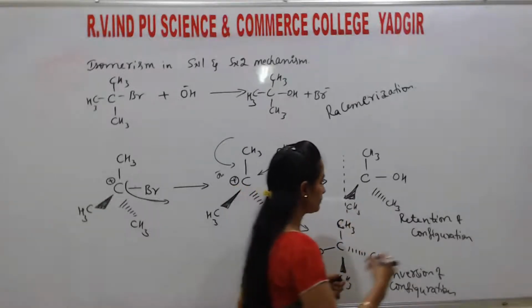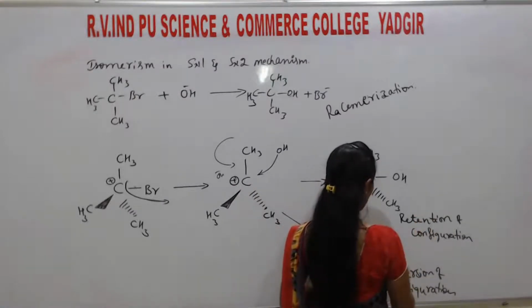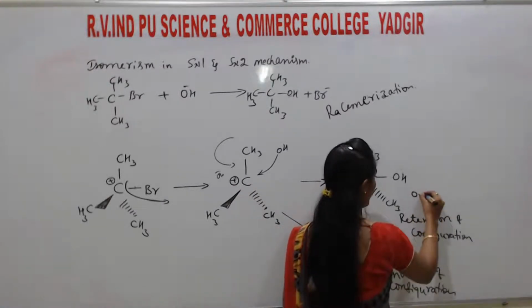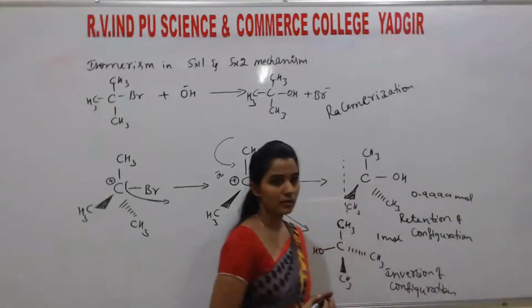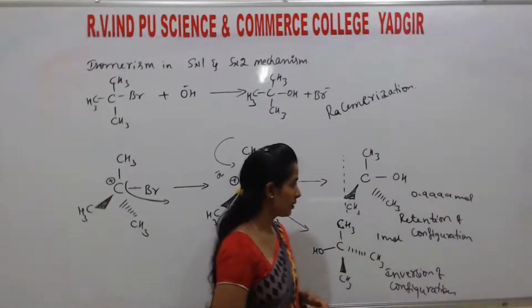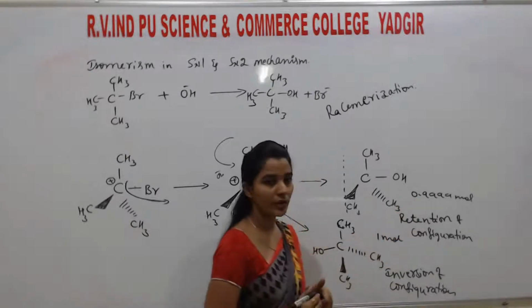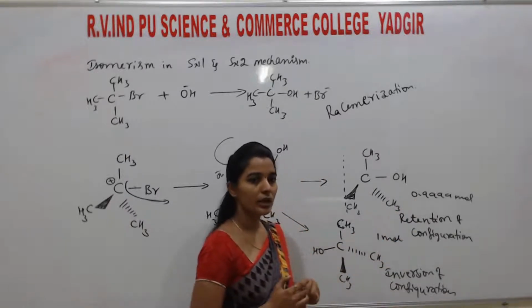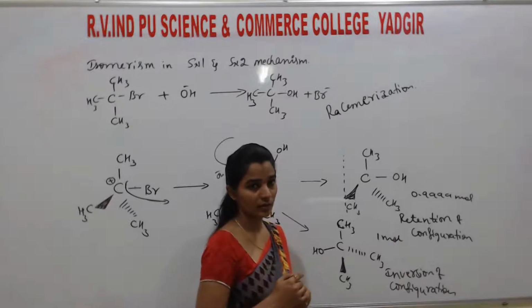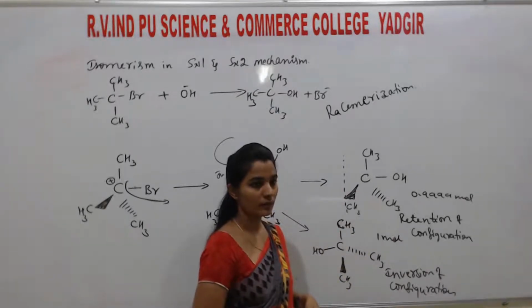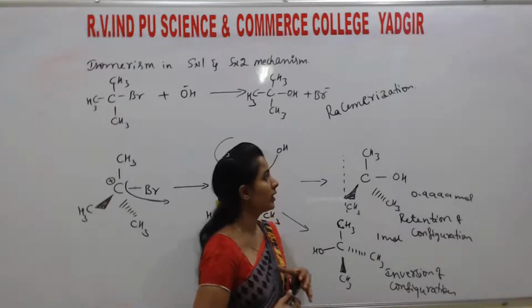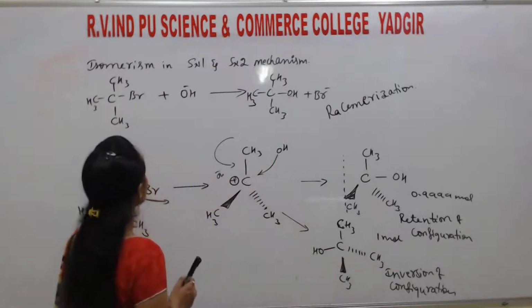Okay, if it is 1 mole and the other is 0.999 mole, this is approximately 1, so there is not that much difference. Understand? Both are considered as what? 1 mole. Understand? So this is all about the SN1 mechanism.